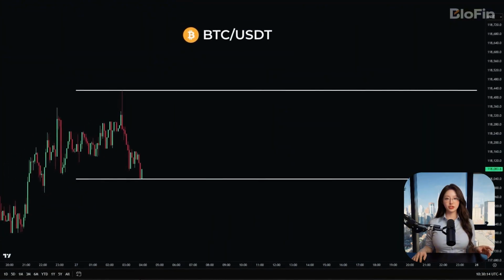Here, we're on the Bitcoin chart on the 5-minute time frame. And right here, we've already got the 4-hour range marked out. So that's step 1 done. We can now move to step 2. Look for the trade setup.